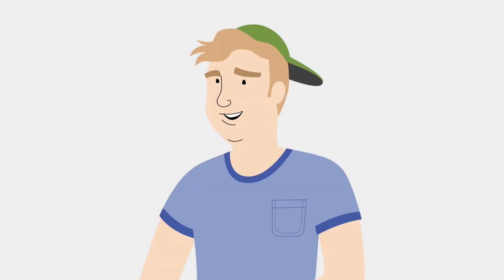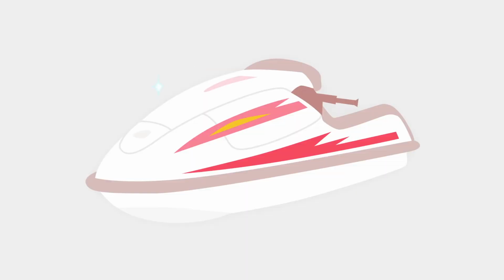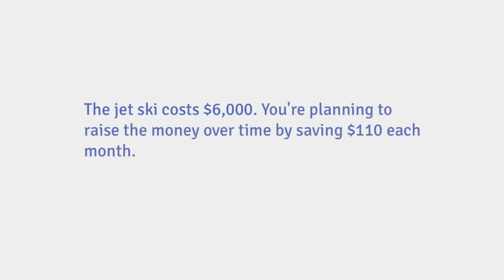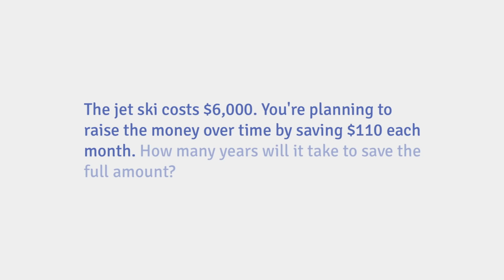Say you're this guy, and you've been thinking a lot about your finances lately. You want to save up enough money to buy a brand new, totally awesome jet ski. Here's the problem. The jet ski costs $6,000. You're planning to raise the money over time by saving $110 each month. How many years will it take to save the full amount?